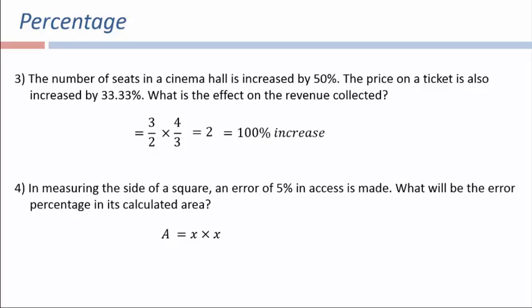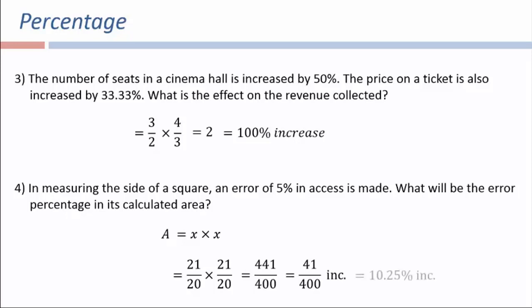So while using fractions, an error of 5% in excess, what does that mean? The fraction equivalence of 5% is 1 by 20, and 5% in excess means 1 by 20 plus 1, that is 21 by 20. So for each side in the formula, I'll multiply 21 by 20, and I'll get 441 by 400 as the overall multiplying factor. Now 441 by 400 simply means an increase of 41 by 400, and on multiplying this by 100, I'll get a 10.25% increase in the area.